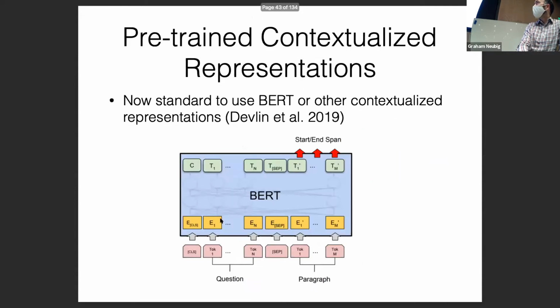But now the standard is just to throw everything into BERT or some variety of BERT and predict the start and end spans here. One nice thing about BERT is you're doing joint encoding of all of the things all at once. So if there are any important interactions that the model should be learning, it has the capacity to learn these and use them to make the final decision.